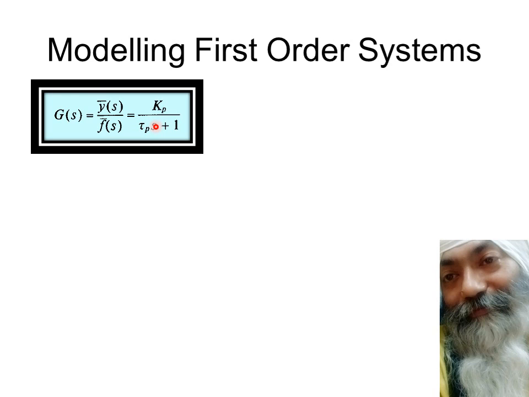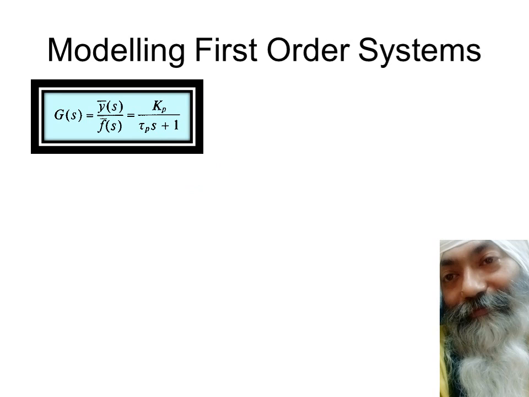And whenever you take Laplace of dy by dt, it gets multiplied by s. So this tau p is multiplied by s plus y. It comes down, and this kp was attached with fs, so this fs comes down over here, and ultimately if you see, we get this simple equation for the first order system.